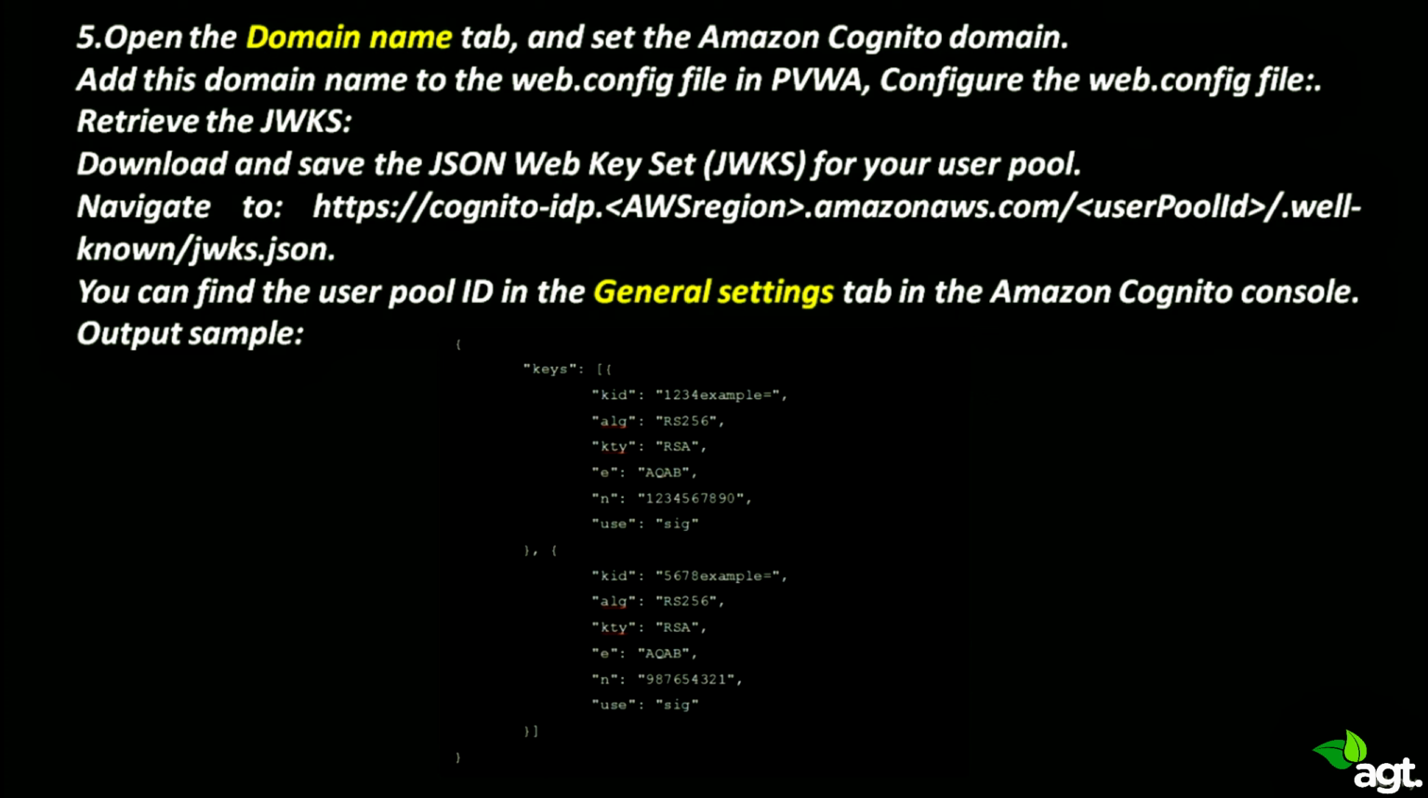https://cognito-idp.<AWS region>.amazonaws.com/<your user pool ID>/.well-known/jwks.json. You can find the user pool ID in the general settings tab in the Amazon Cognito console, and the output sample will be here. This is a sample model.